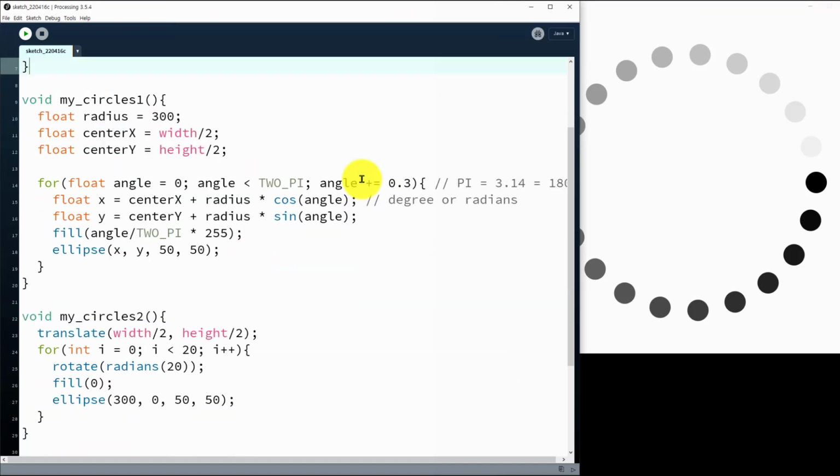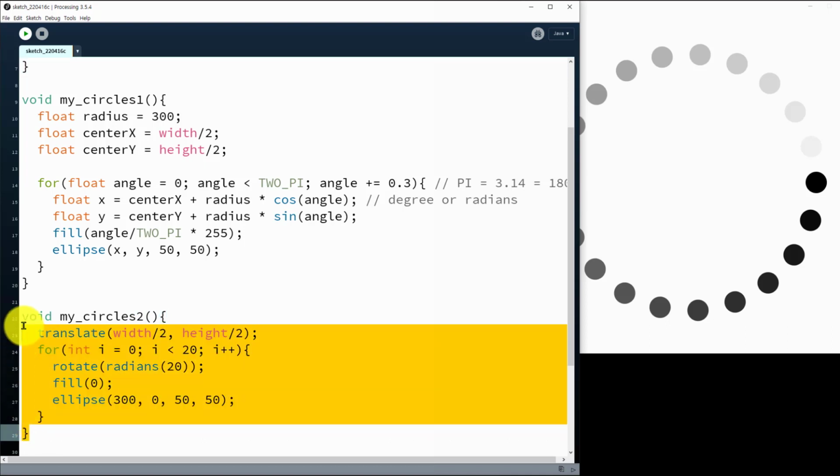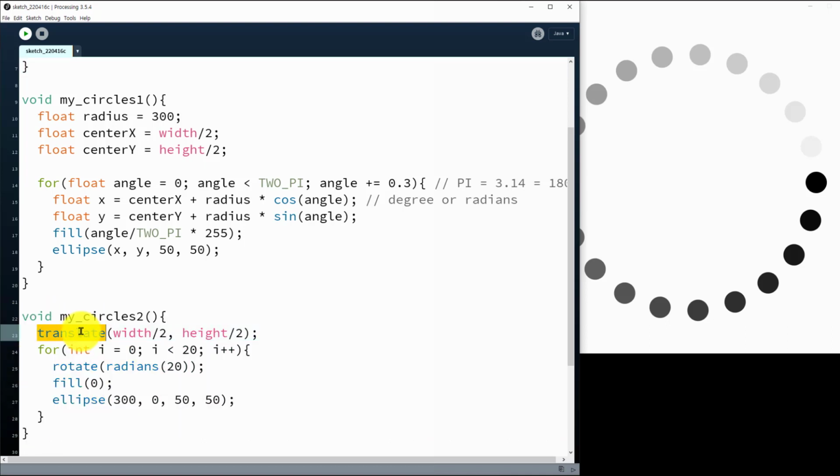So let's compare circle 1 and circle 2. Which one is easier? The second one, right? That's why we need the translate and rotate functions. So let's use this kind of transformation matrix if you can.